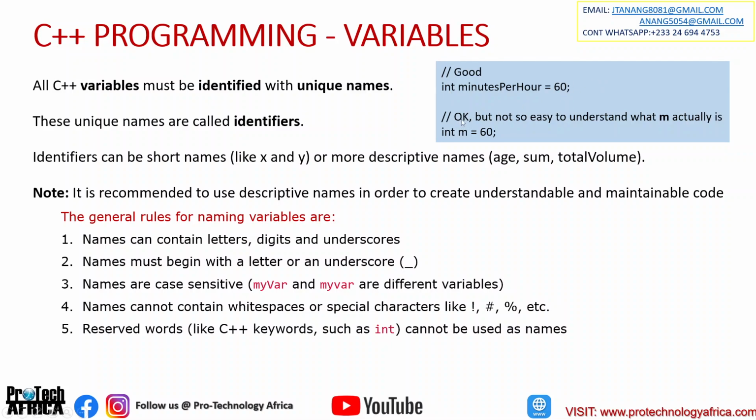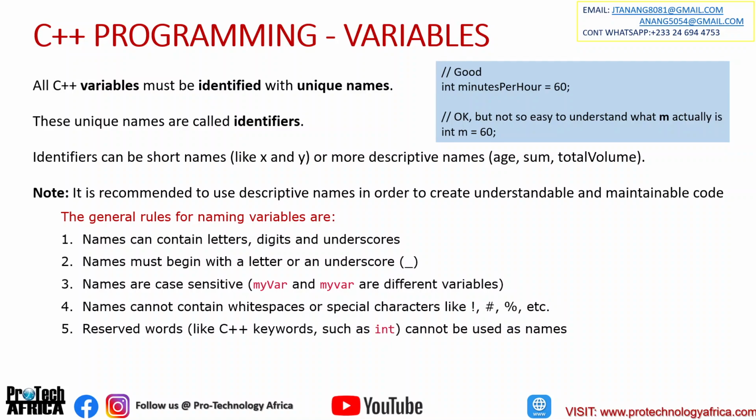Okay, now let's look at this. The comment over here says, okay, but not so easy to understand what m actually is. We have declared a variable where the data type is int, the variable name is m, and we have initialized it to 16. But what does the m stand for? What does the m represent? You can see that it is not clear information giving us a particular expression of something we intend to do.